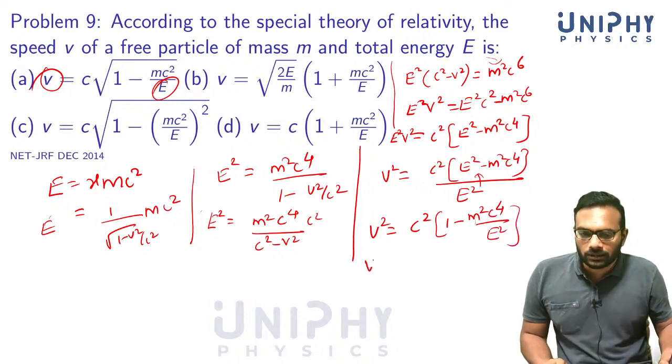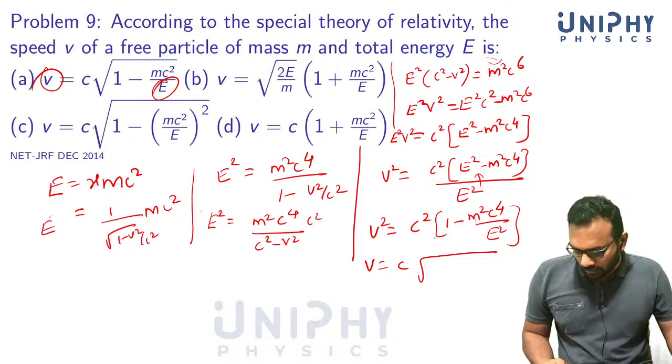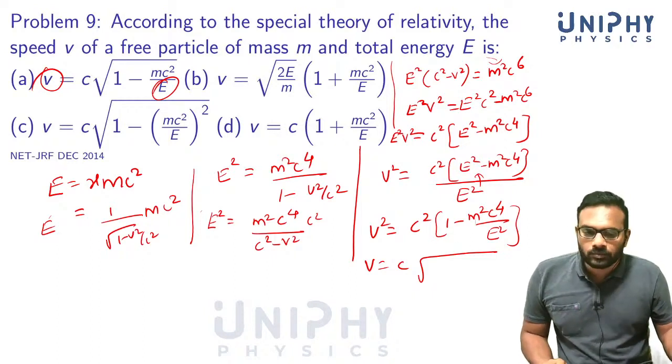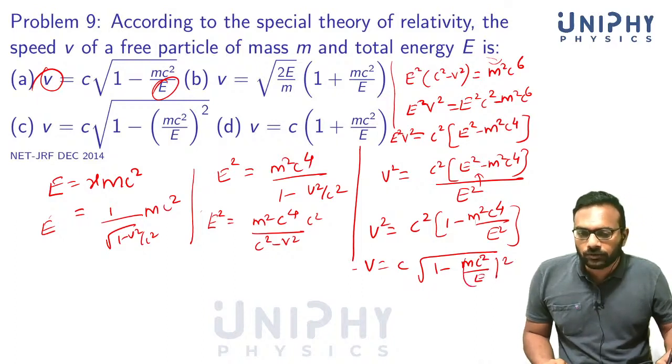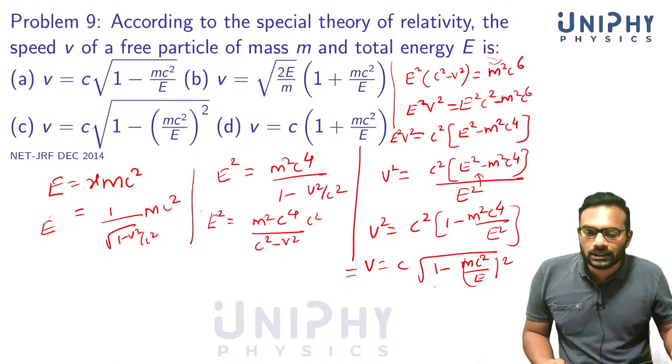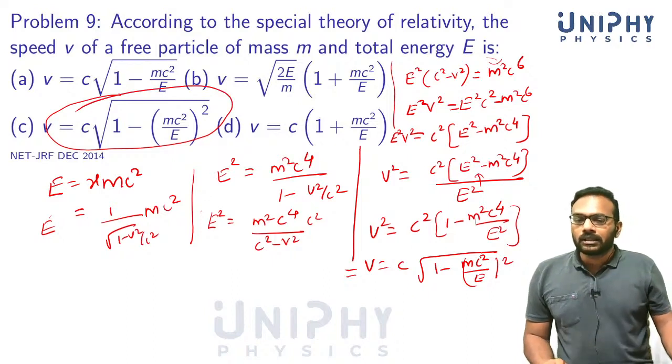Now you take the square root. v is equal to c multiplied by square root of 1 minus m c square divided by E whole square. We have just put it in the form that is given here. So do we have this answer here? v is equal to c multiplied by square root of 1 minus m c square by E whole square. Yes, this is the answer. We have got option C as the answer.